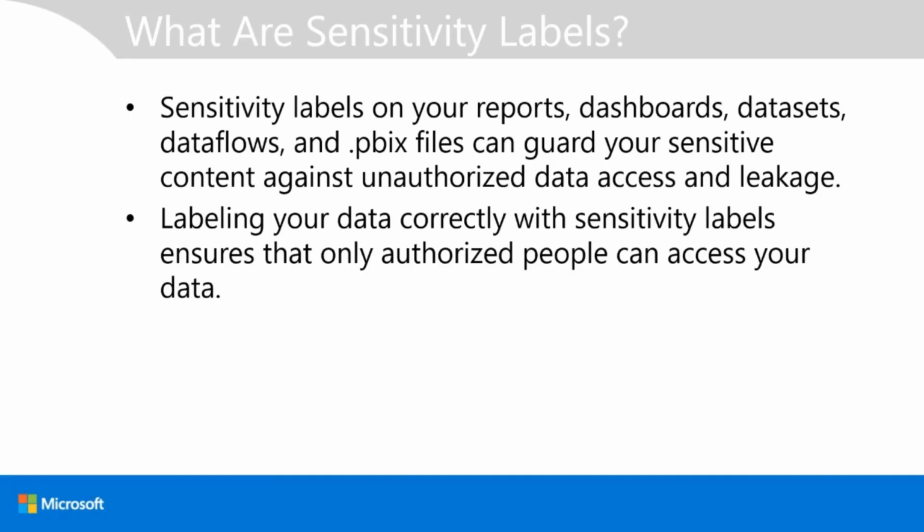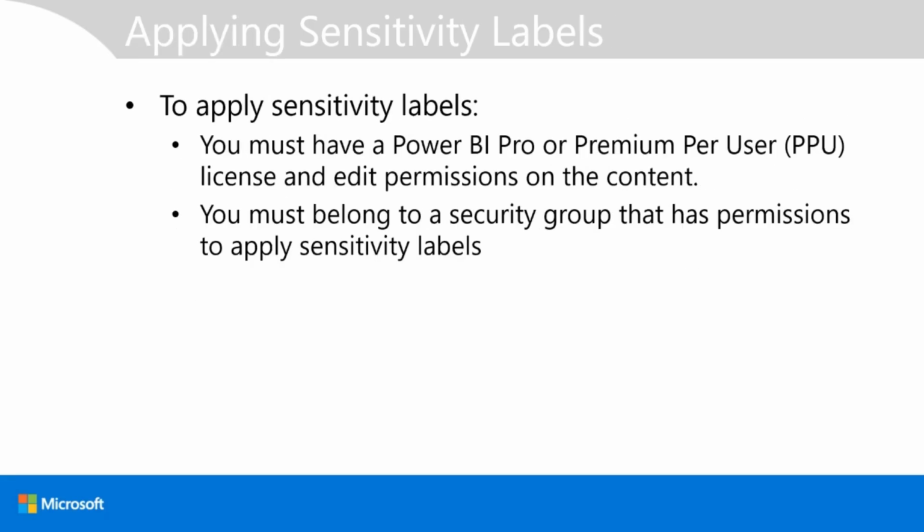In this sub-lesson, we're going to look at applying sensitivity labels to workspace content. Sensitivity labels on your reports, dashboards, datasets, dataflows, and PBIX files can guard your sensitive content against unauthorized data access and leakage. Labeling your data correctly with sensitivity labels ensures that only authorized people can access your data. To apply sensitivity labels, you must have a Power BI Pro or Premium per user license and edit permissions on the content. You must also belong to a security group that has permissions to apply sensitivity labels.